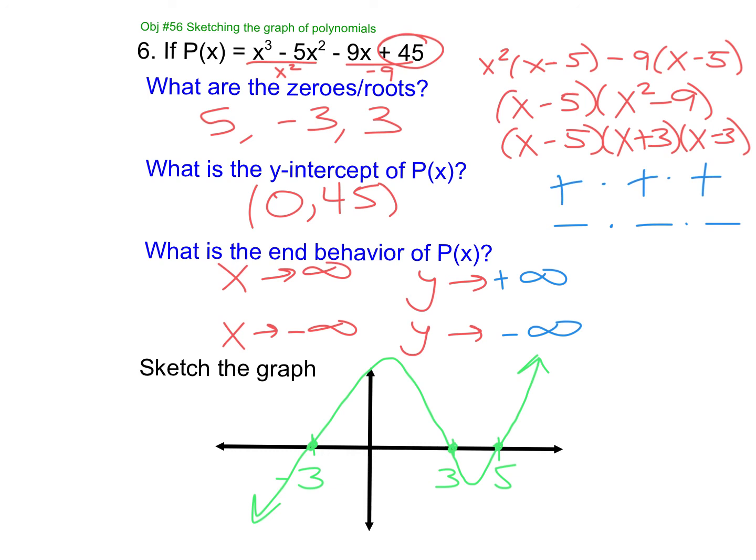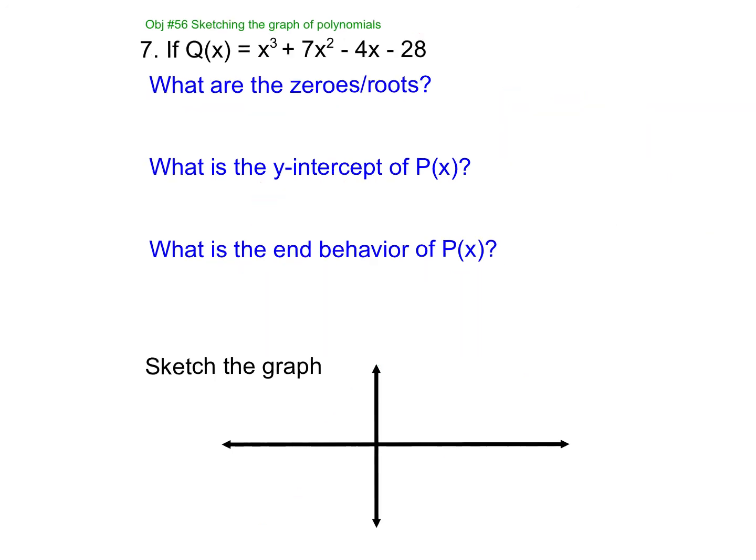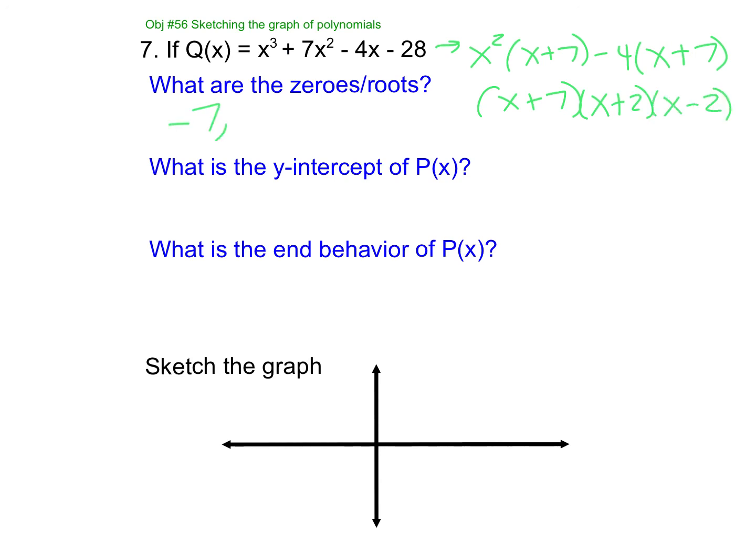So I did that pretty quick, right? So you get pretty fast at these. It's actually the factoring. Once it's in factored form, these are pretty easy. Okay, so pause and factor. So this one's really similar to the last one. So we got x squared, x plus 7, minus 4x plus 7. Watch the signs. X plus 7, x plus 2, x minus 2. So that's our function. So our roots are negative 7, negative 2, and 2.